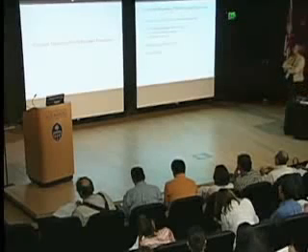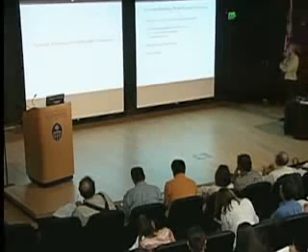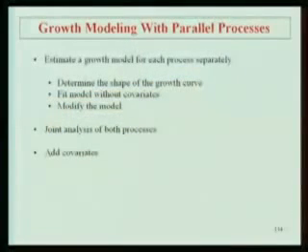So when you're going to model with parallel processes, as with everything, it's best to do things in a stepwise fashion and get the growth model for each process to fit independently of each other. Fit the two growth models without covariates and get well-fitting growth models. You can then add covariates and make various model modifications, and only then would you put the processes together.